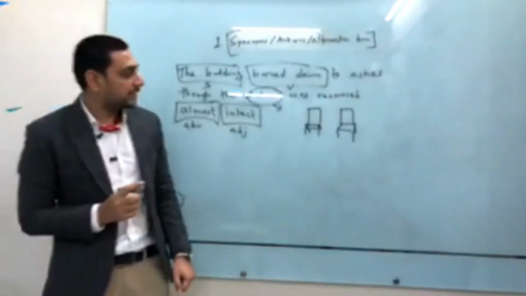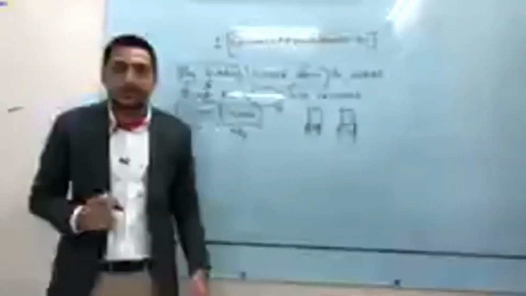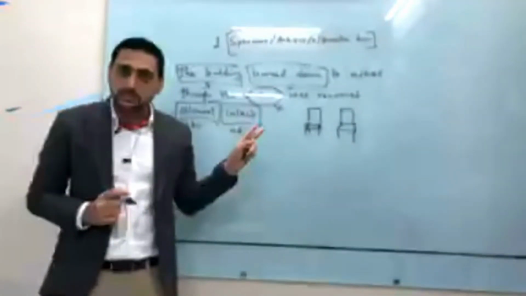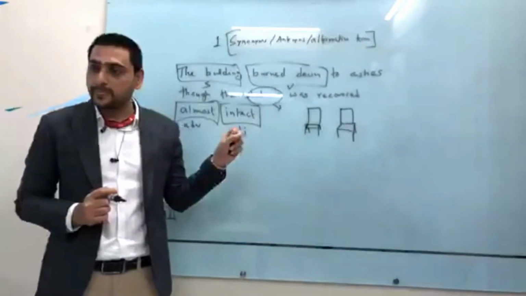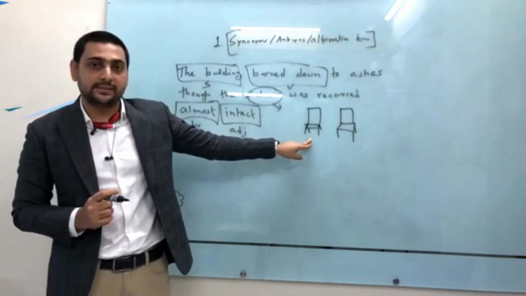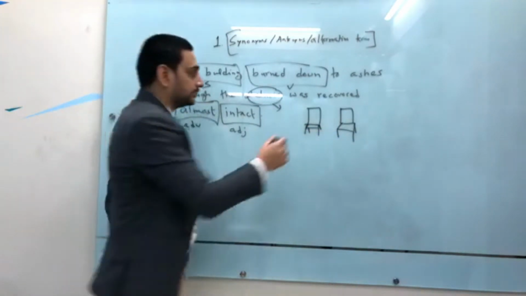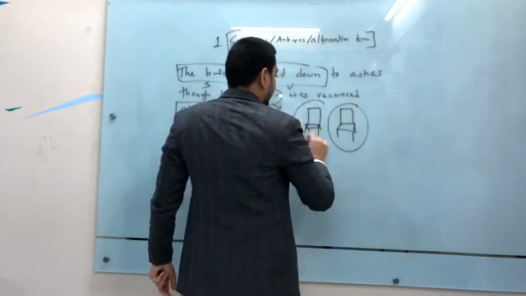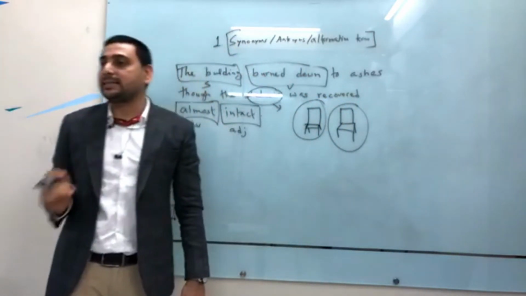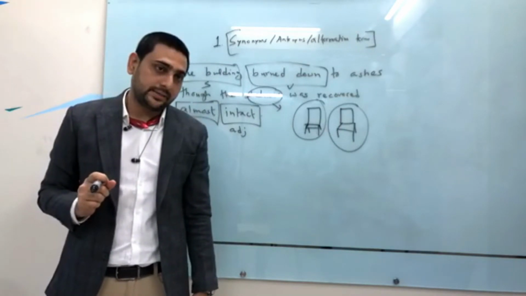Can you tell me which one is intact and which one is almost intact? Are you getting the differences? Yeah. How? There are four. It's got four legs. And it has three legs. So which one is almost intact? The second one. And that is the intact. So almost intact and intact, they are not the same stuff, right?